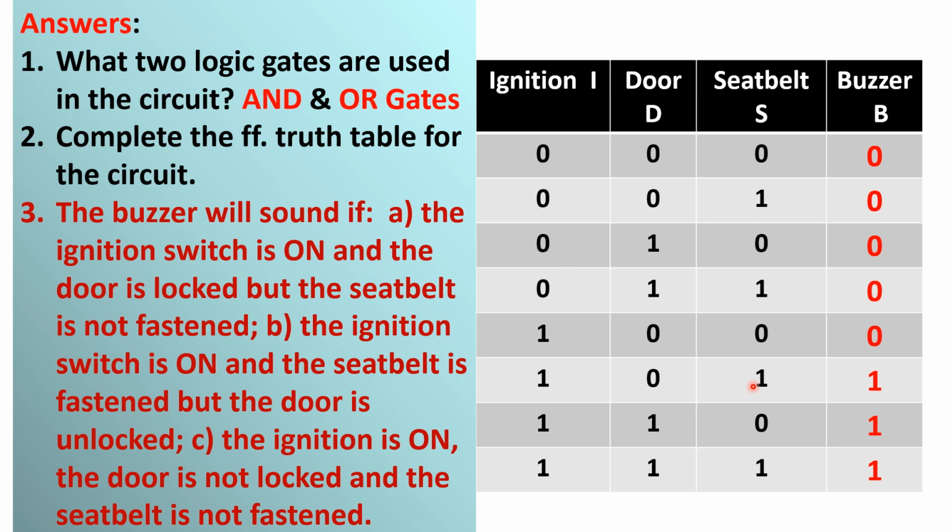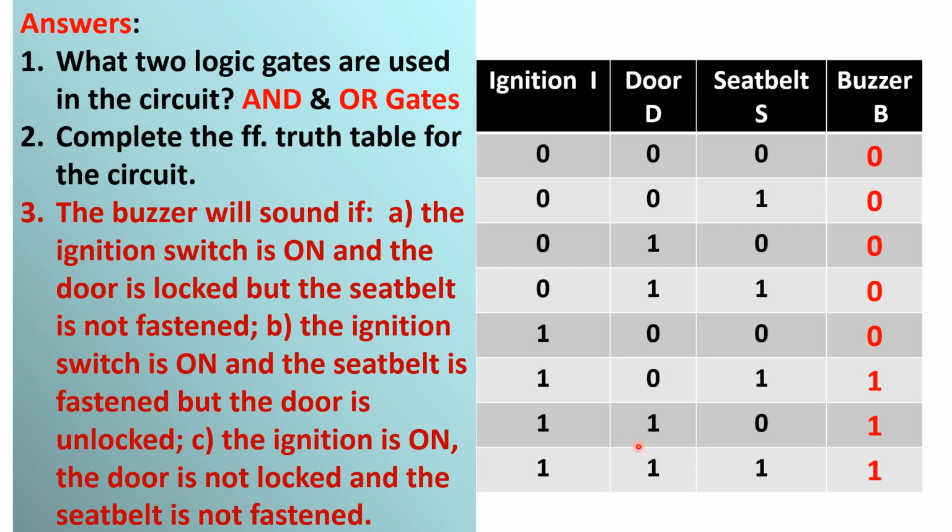If the seatbelt is not yet fastened, that means the logic gate for the S switch is at logic 1. Now the second condition is when the ignition switch is on, so that means the I switch is at logic 1 and the seat belt is fastened. When the seat belt is fastened, the logic state is at 0, but the door is unlocked. So if the door is still open or unlocked, the switch for the door is still at logic 1.